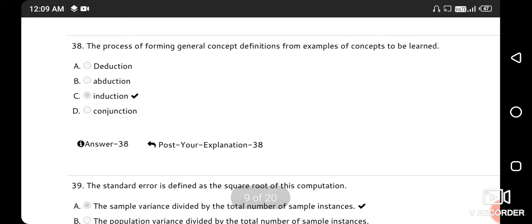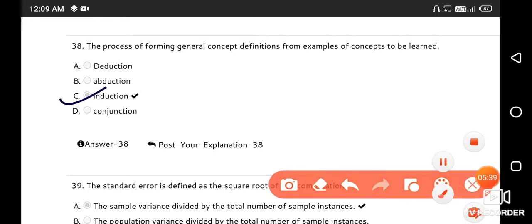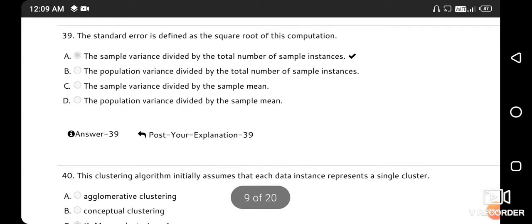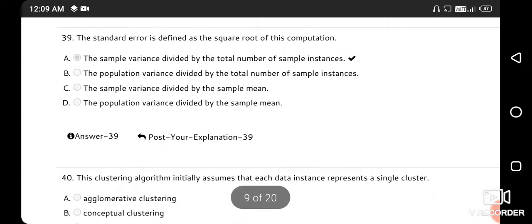The process of forming general concept definitions from example concepts to be learned. So the right answer is induction. The standard error is defined as the square root of the computation. So the right answer is the sample variance divided by the total number of sample instances.